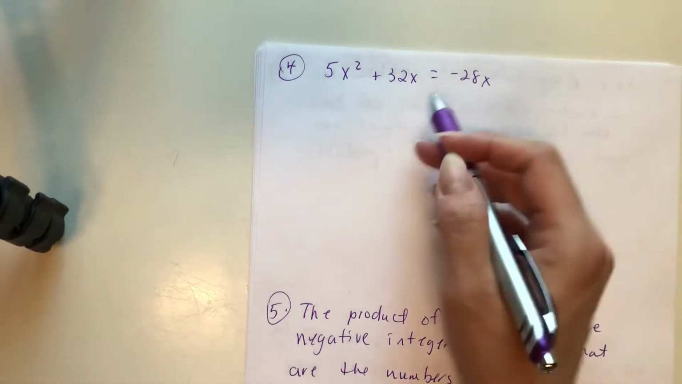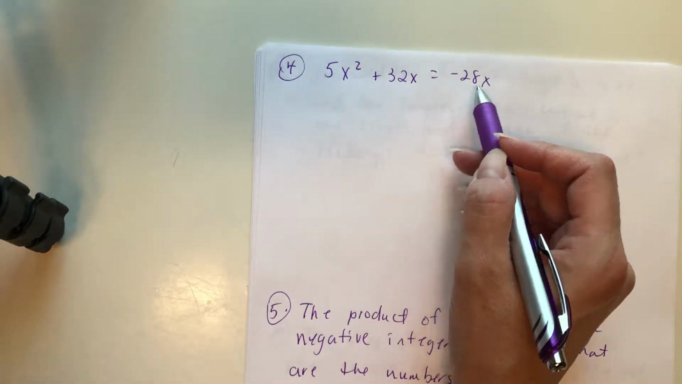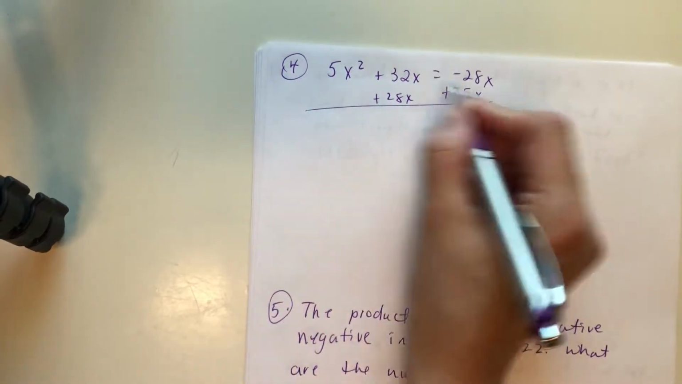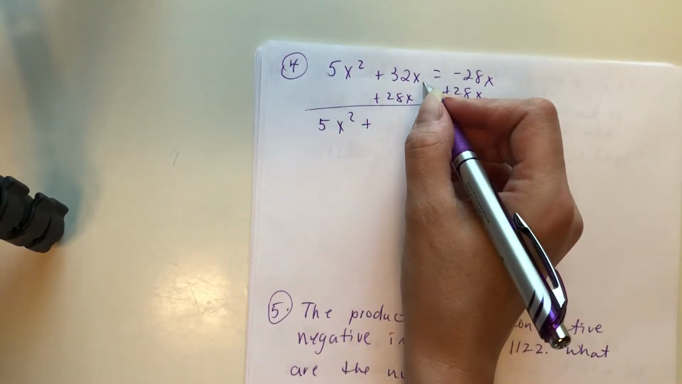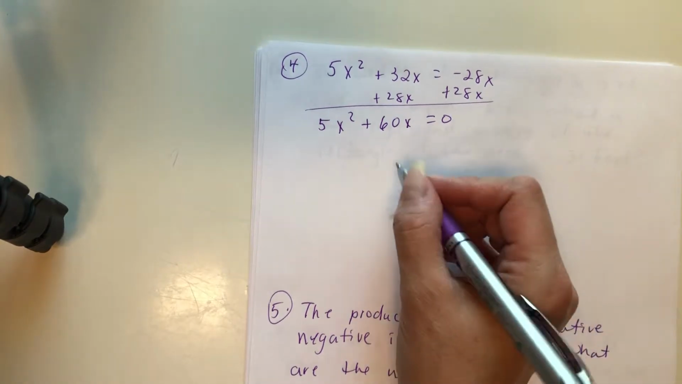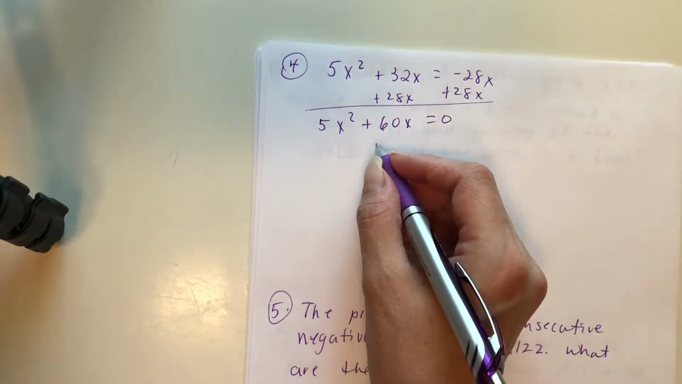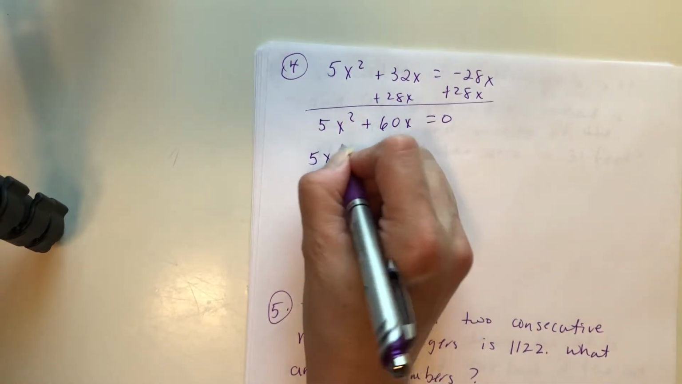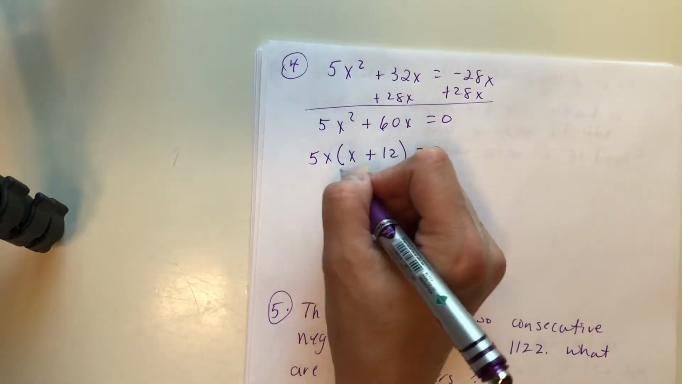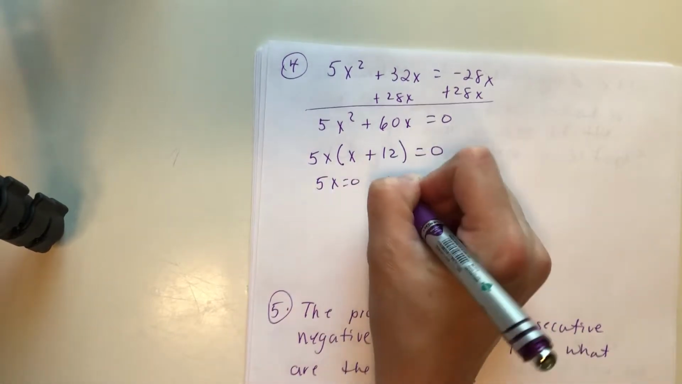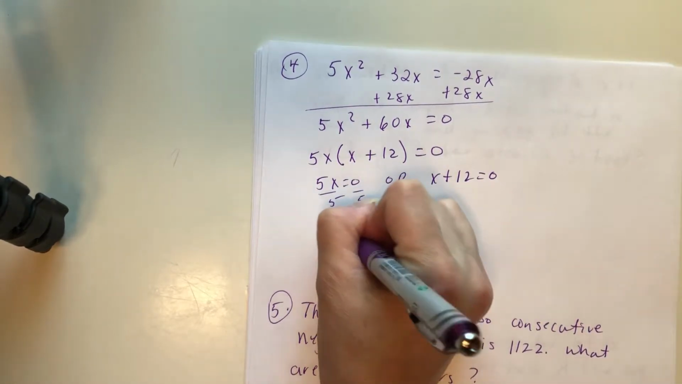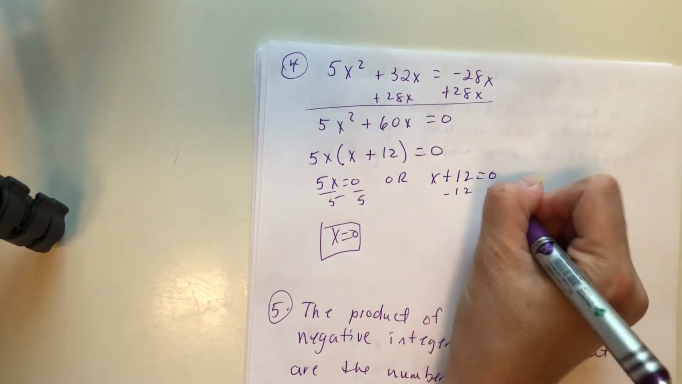5x² + 32x = -28x. So I'm going to start by adding the 28x to both sides. 5x² + 60x = 0. And then I need to factor this, so I'm going to pull out 5x from each term. That leaves x + 12 = 0. And then set the two factors to 0. 5x = 0 or x + 12 = 0. Divide by 5. x = 0 or x = -12.